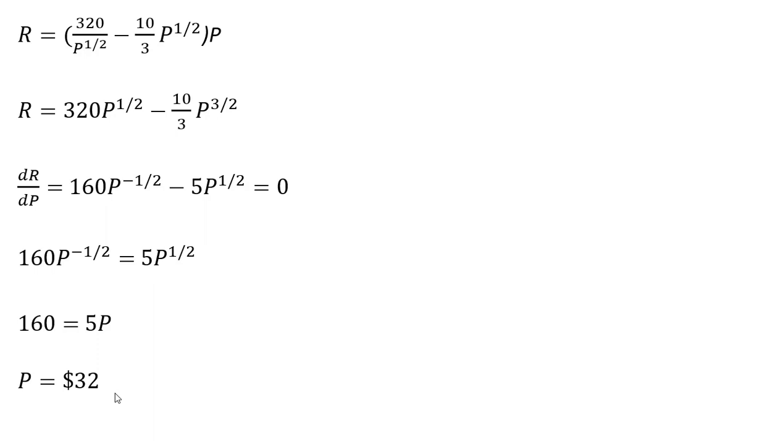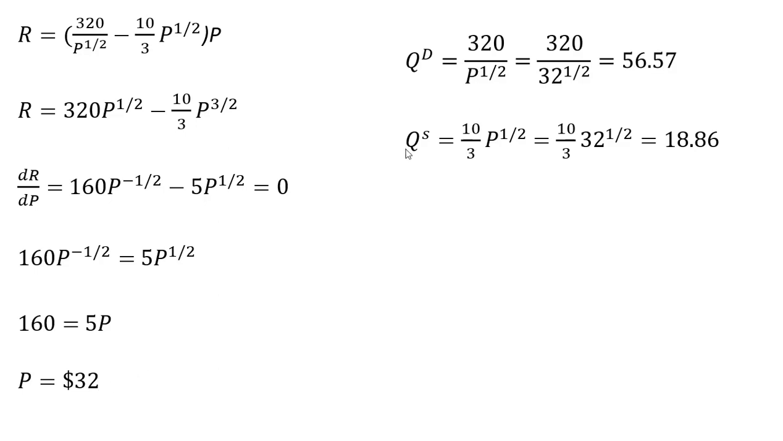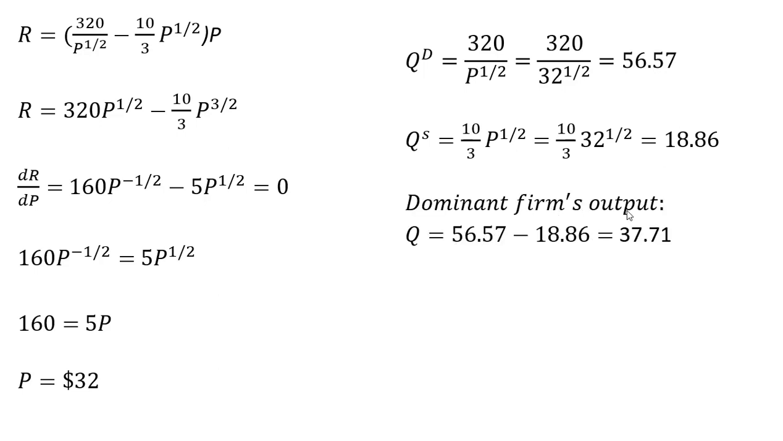The smaller firms will take that as a given and bring forth their market supply. So plugging this 32 into the world demand, the total world demand is going to be almost 57 units. The supply of the smaller firms, plugging this $32 into the supply equation of the smaller firms will collectively bring almost 19 units to the market. The difference between these two quantities is how much the dominant firm will produce. So the dominant firm's output, again, is the difference between these two numbers, or almost 38 units of output.